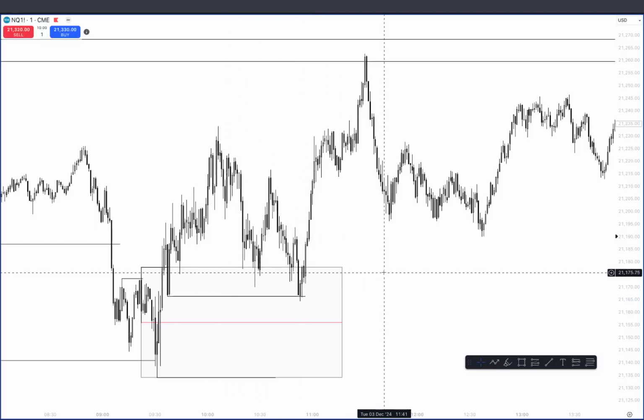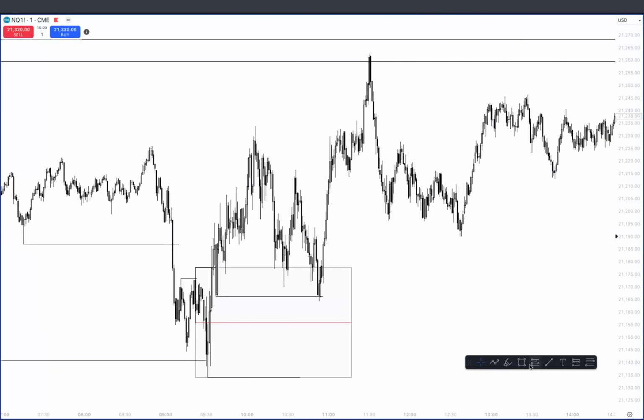Sometimes it doesn't touch it. I think I was just eyeballing it. But either way, let's talk about this trade. So did I get in and chase it?